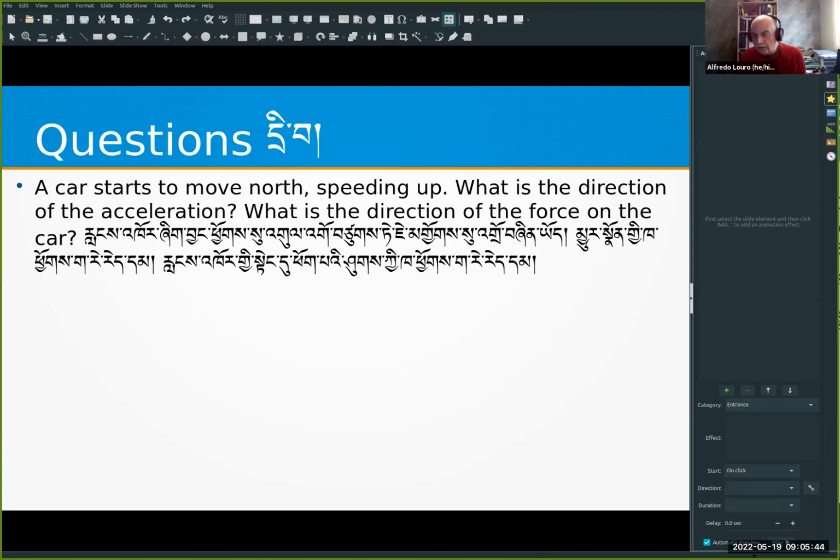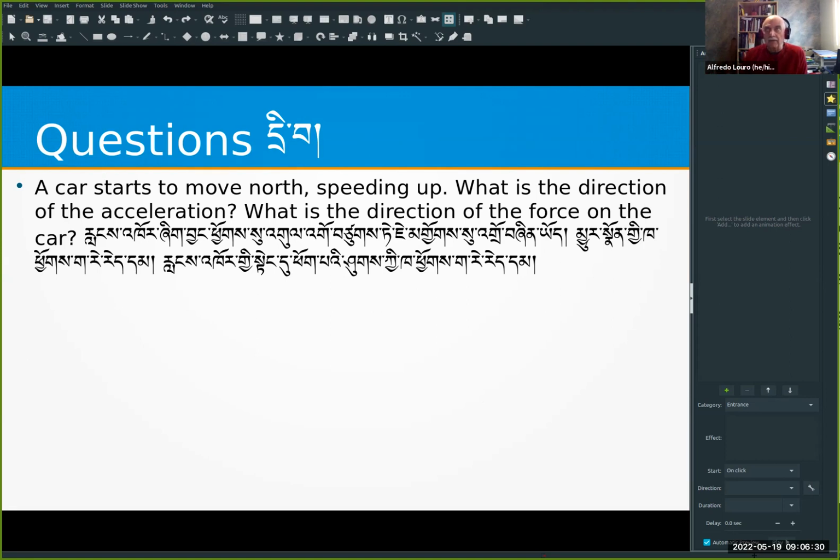Okay, so the important thing here is that the acceleration is the change in velocity over time. And so there are two parts to this. One is there a change in the speed? And the other is there a change in the direction? So if the car is moving north and it keeps on moving north, the acceleration could either point to the north or to the south, depending on how the speed is changing. So in this case, the speed is increasing.